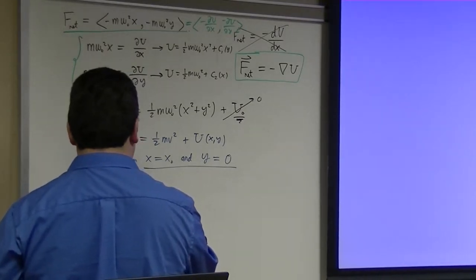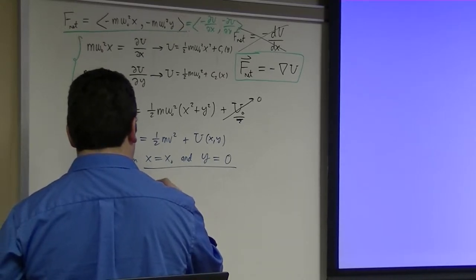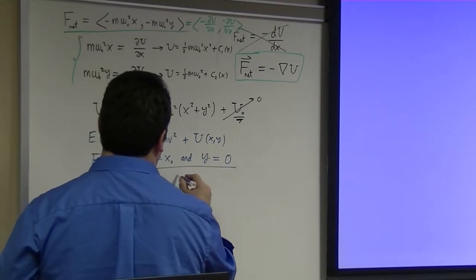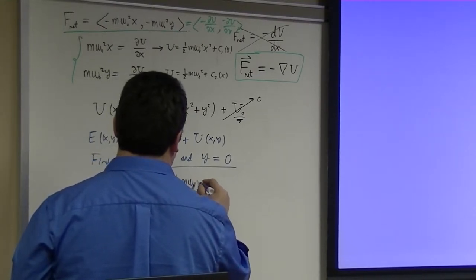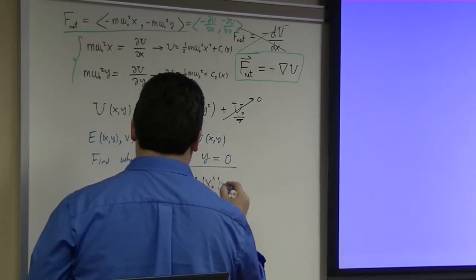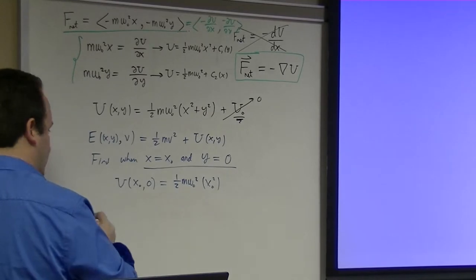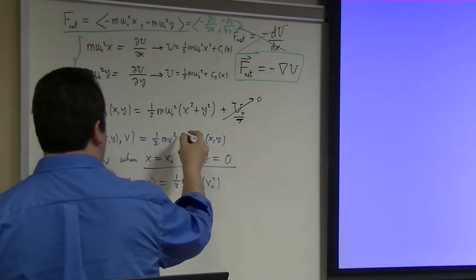You can divide and conquer, I suppose. You can solve u of x naught comma zero. What that gives you is 1/2 m omega naught squared x naught squared. That's part of it. But you still need to find the total. You need to find this, right?